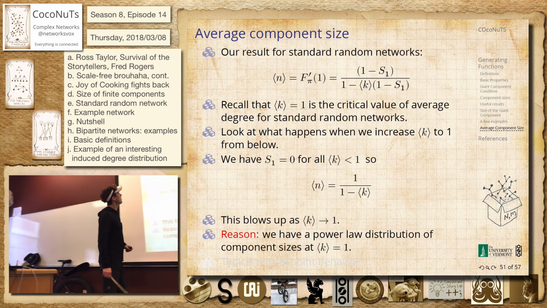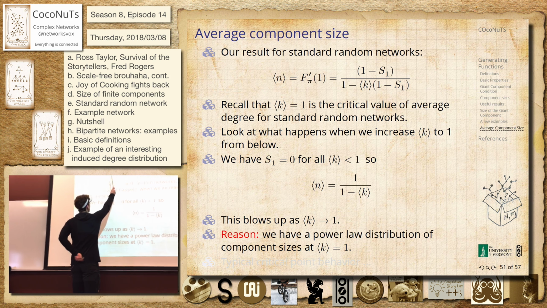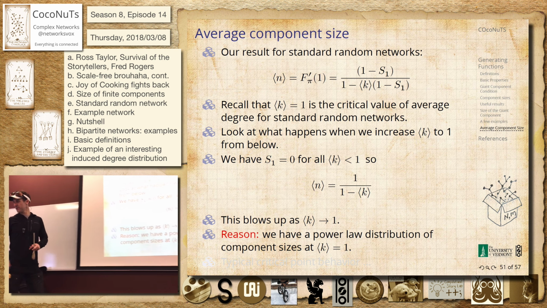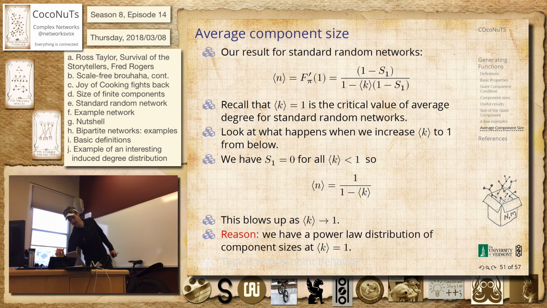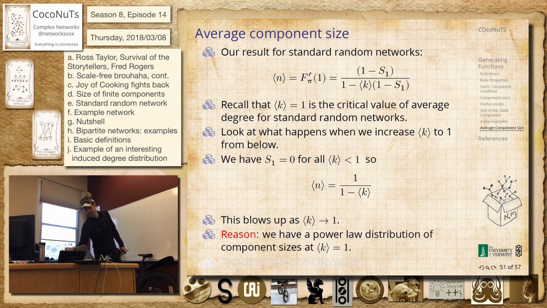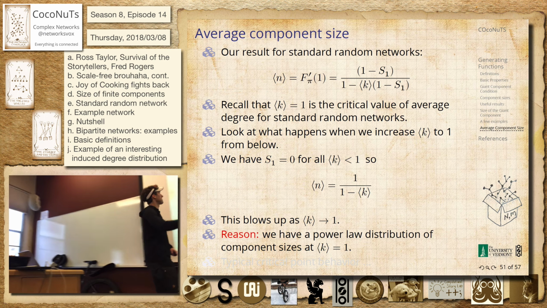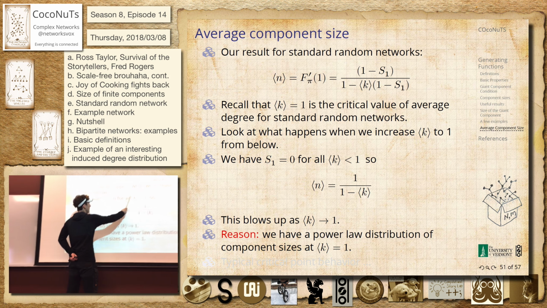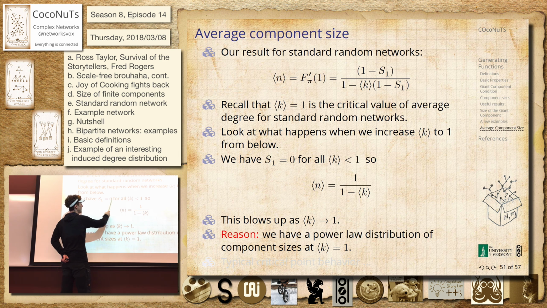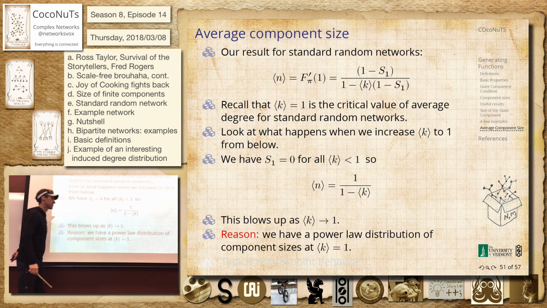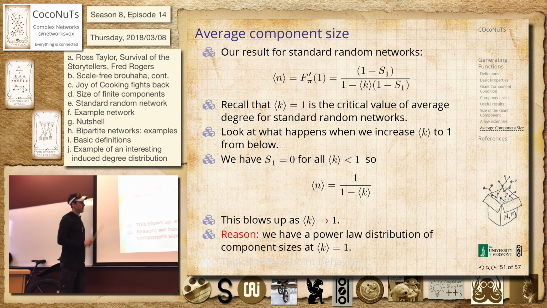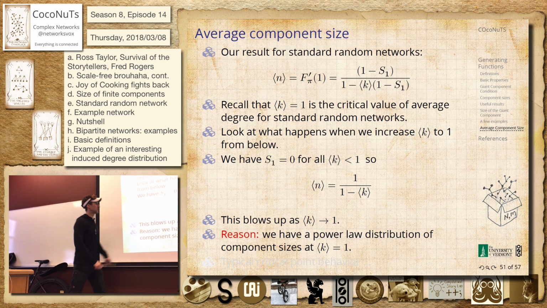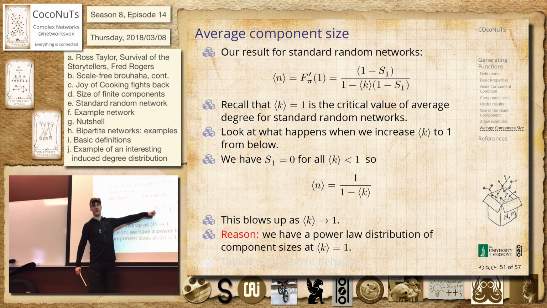Maybe just the thing to show here: we found that the average degree equals 1 is the critical value for the system. That's when you start to get a giant component. For all average degree less than 1, the giant component size is 0, so all of that collapses just to this. So this is the average component size. It's actually the complete average component size, because everything's finite below an average degree of 1.